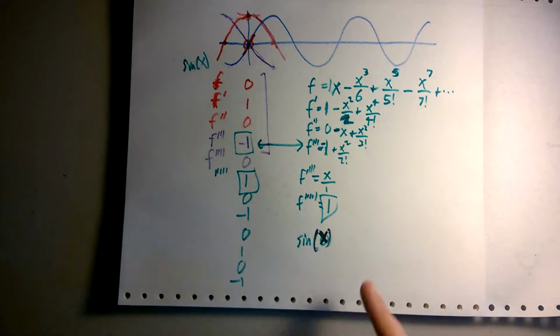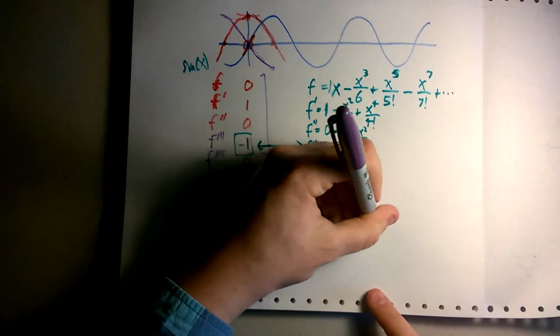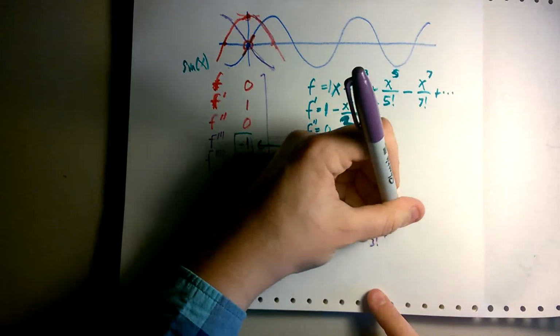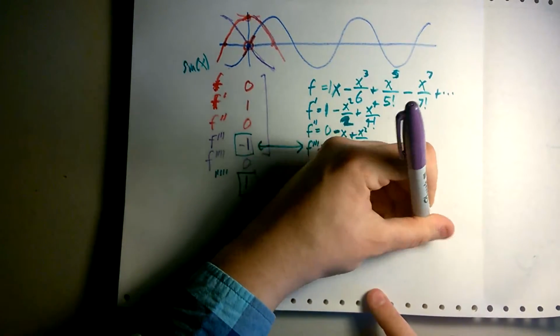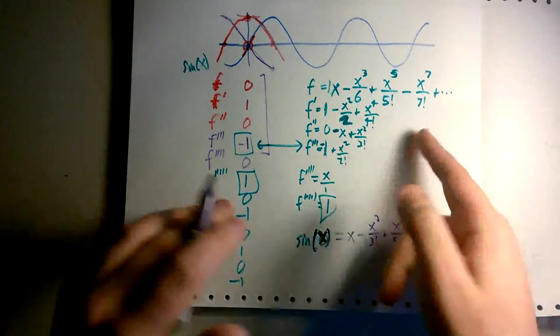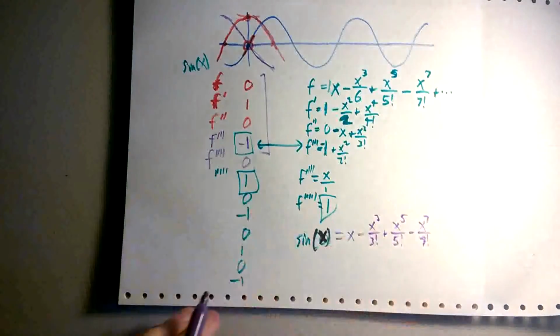Alright, so sine x is equal to x minus x to the 3 divided by 3 factorial, plus x to the 5 over 5 factorial, minus x to the 7 over 7 factorial. If you know your calculus, this makes perfect sense. If you don't, just know that the slopes match up if you keep pulling this down.